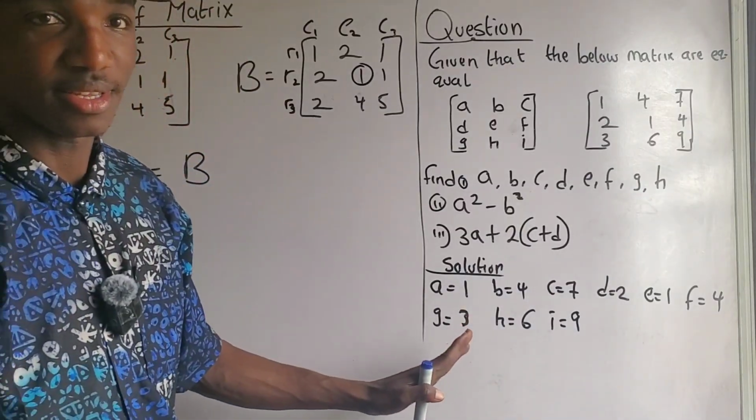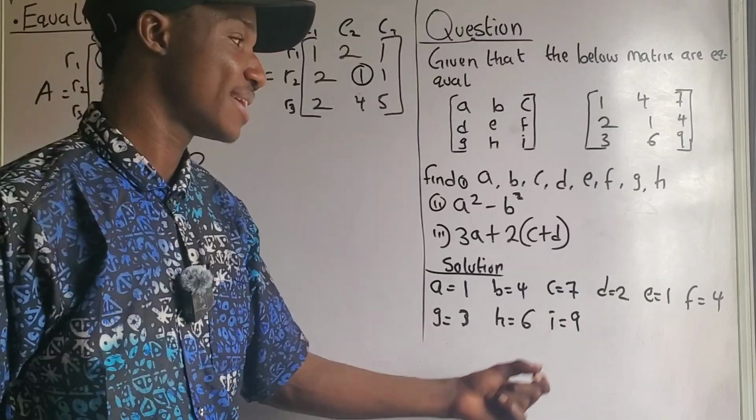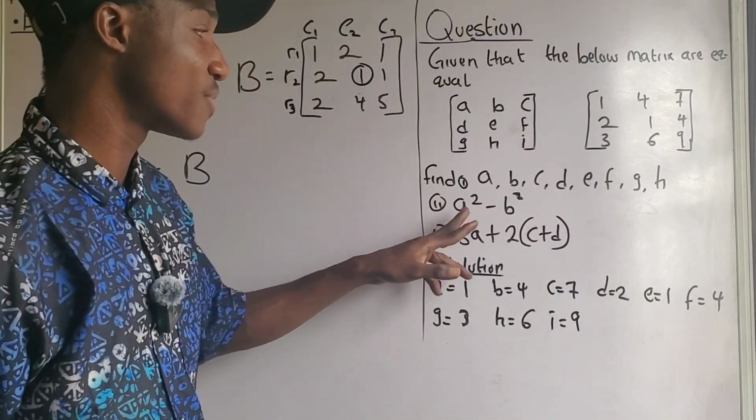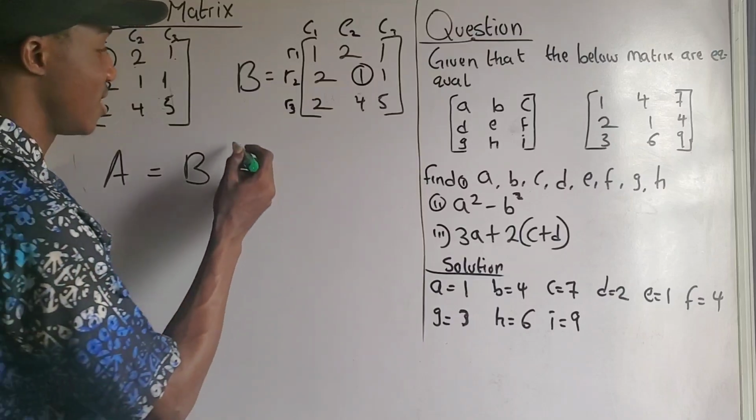Do you understand this? Now, having gotten the values of A to I, we are asked to find the value of A squared minus B squared. Okay, let me do the solution here.